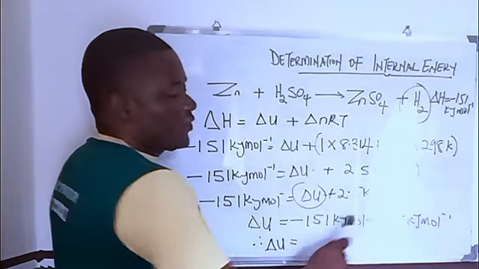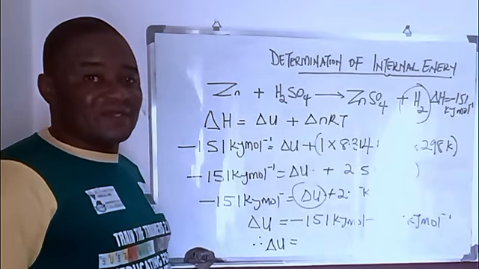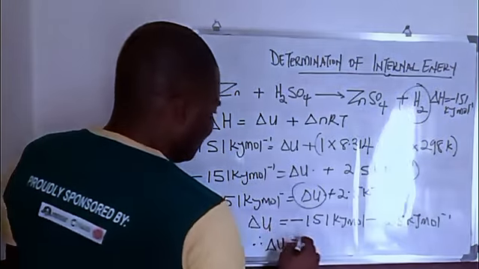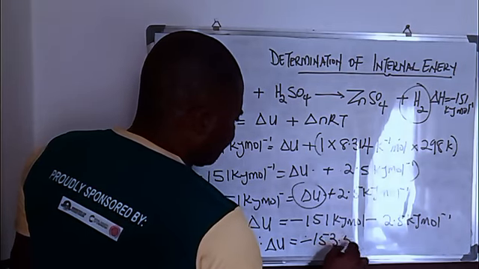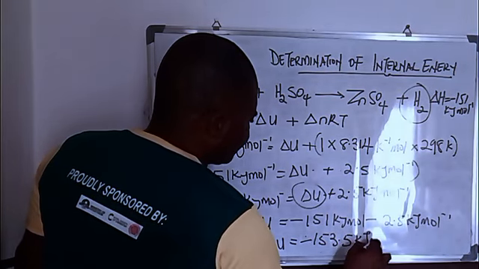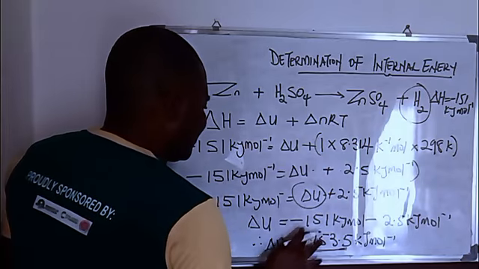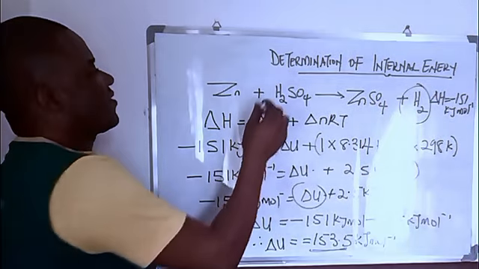Remember that minus minus is plus, and we take the sign that belongs to the larger number. So this plus this will rather give us minus 153.5 kilojoule per mole. Okay, so this now becomes your internal energy for this very equation.